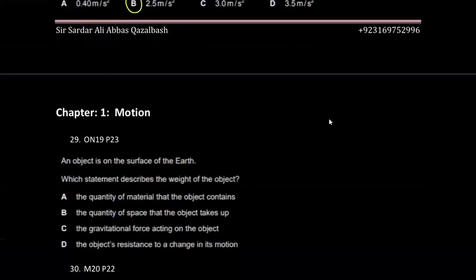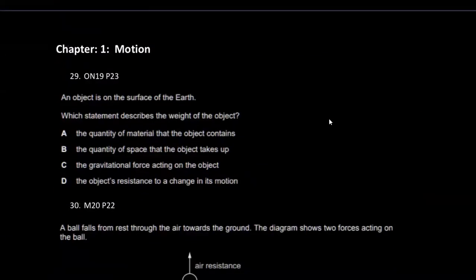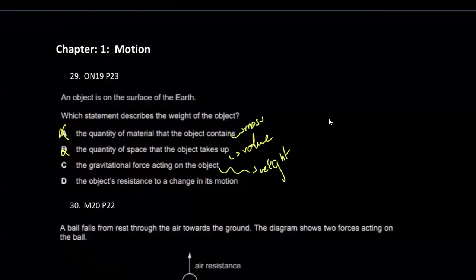I'm not going to stop the recording at 30 MCQs because half of these were repeated. An object is on the surface of the earth. Which statement describes the weight of the object? We can read all the statements. A, the quantity of material that the object contains, this is your mass. The quantity of space that the object takes up, this is your volume. Then the gravitational force acting on the object, this is your weight. And the object's resistance to a change in its motion, this is mass. This is basically law of inertia. So the answer is C.